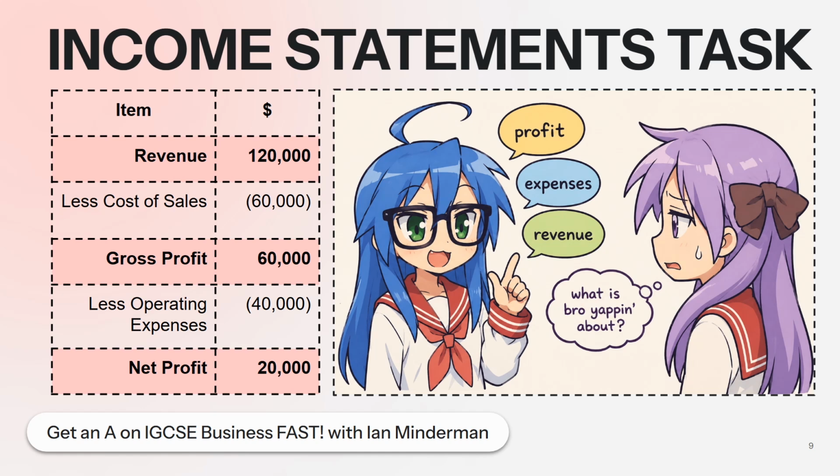Then we less operating expenses. We minus the operating expenses of $40,000. Once again, in parentheses because it's negative, and that gives us the net profit of $20,000. So this is a very simple income statement. Of course, in the real world, it's much more complicated, but for your IGCSE, this is all you really have to know. So don't worry.